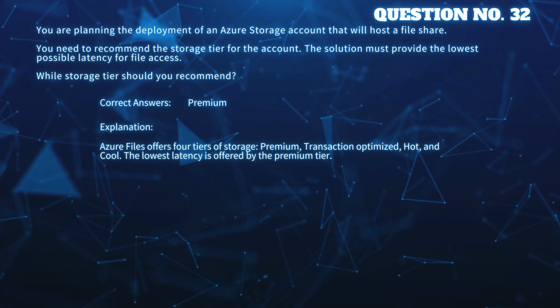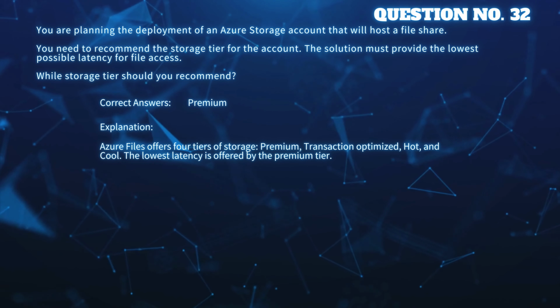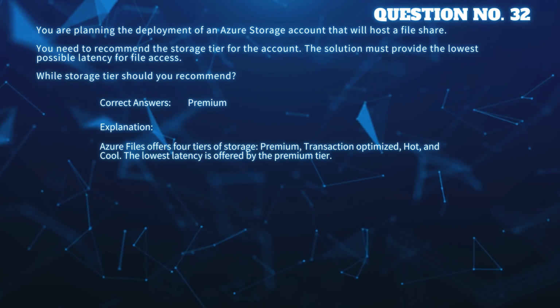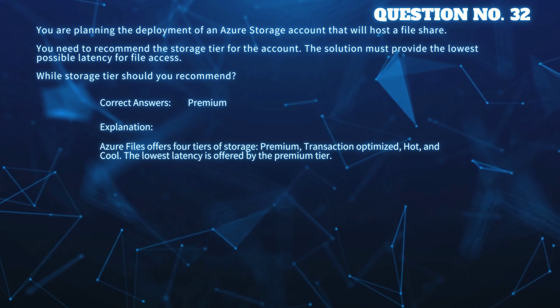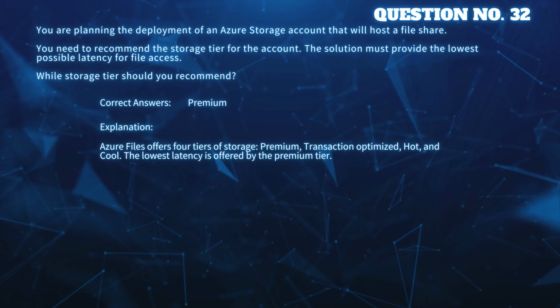Correct answer, Premium. Explanation: Azure Files offers 4 tiers of storage: Premium, Transaction Optimized, Hot, and Cool. The lowest latency is offered by the Premium tier.